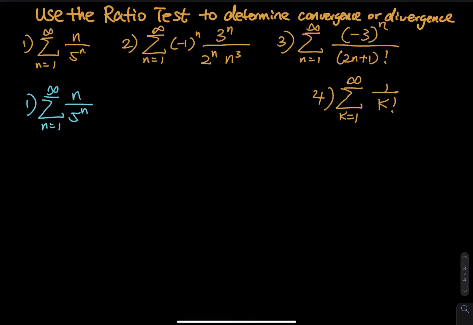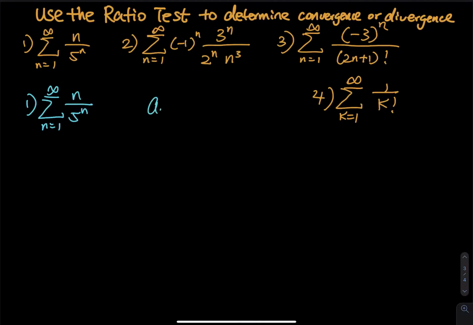Using the ratio test to determine whether the series is convergent or divergent. This is going to be really fun. So first we have a series. The ratio test is all about comparing the current term and the previous term. So the current term, the nth term.